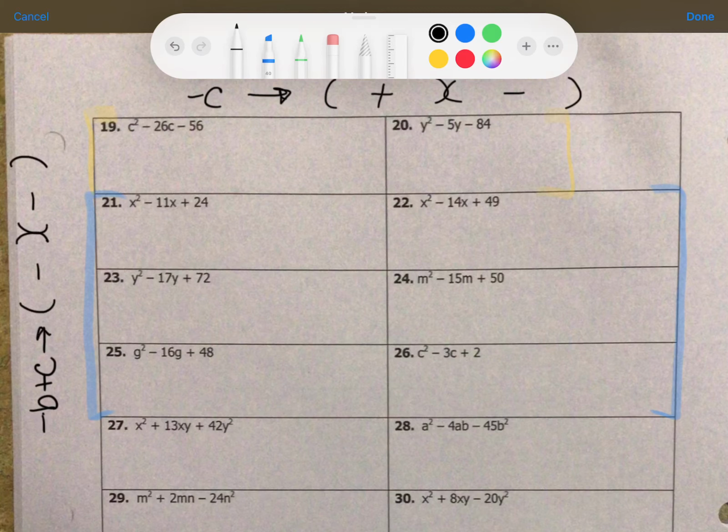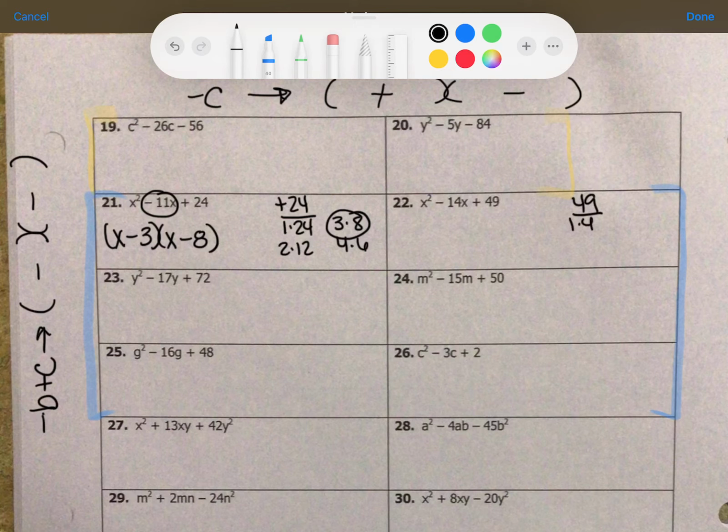So number 21, I have a positive 24. So 1 and 24, 2 and 12, 3 and 8, 4 and 6. These are all factors of 24. And I'm looking for an 11. So 3 and 8 would give me my 11. And because my B value is negative, I know that both 3 and 8 must be negative, because when I add those together, I get negative 11.